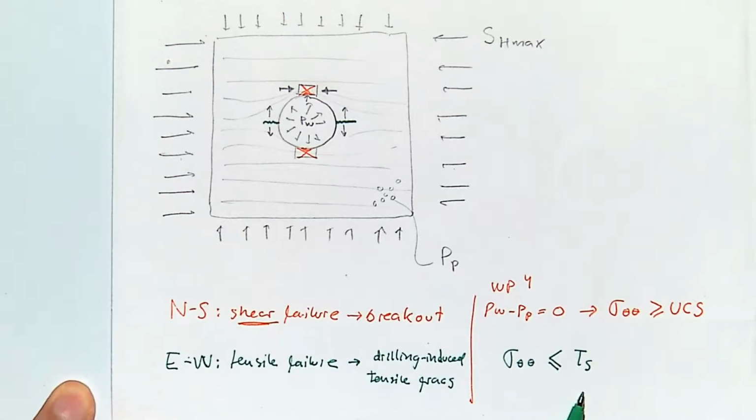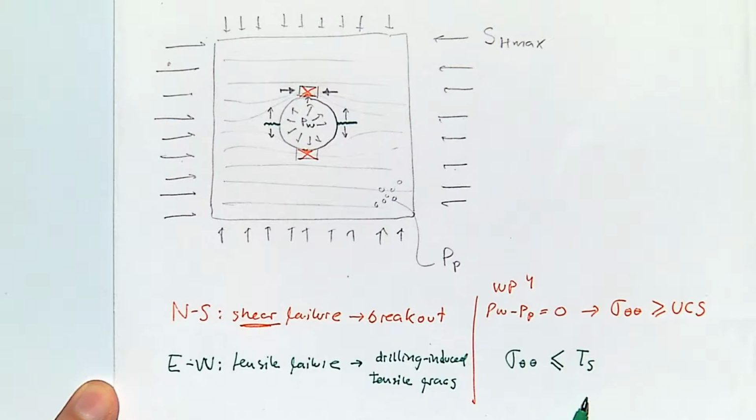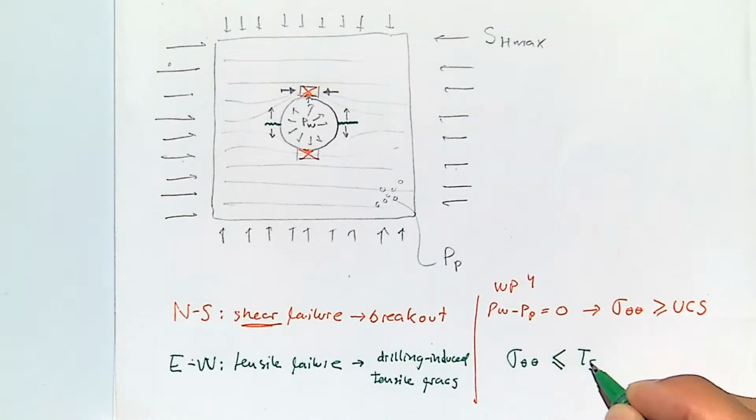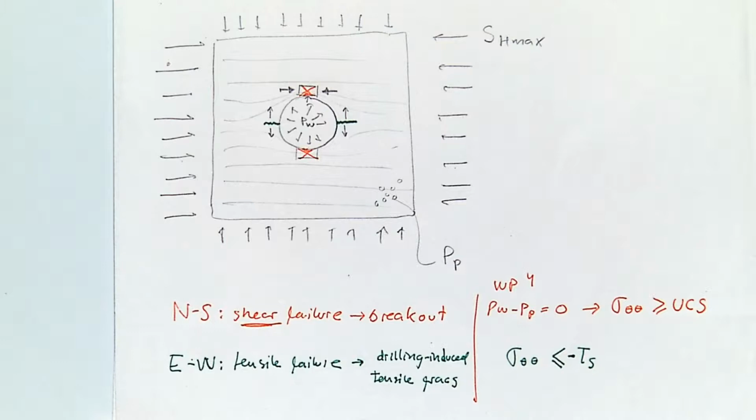remember that this value is going to be some number, right? And then your stresses are going to be a negative value. So when the stress is smaller than, well, probably, I think we should add a sign here. The negative value of the tensile strength, that's going to be tensile failure.